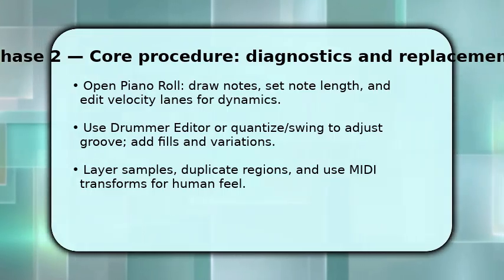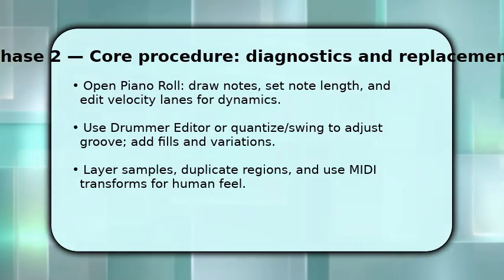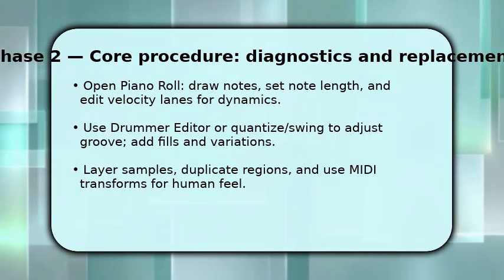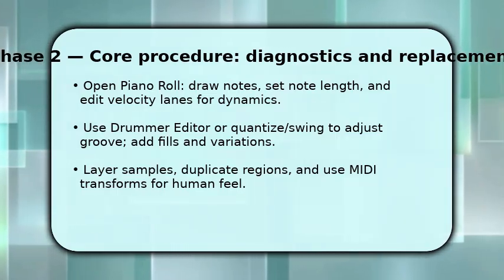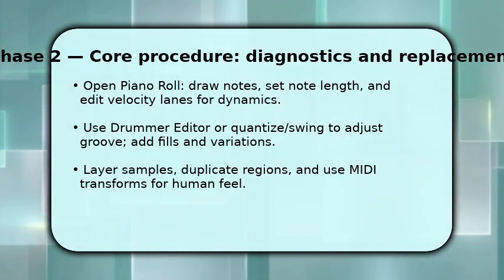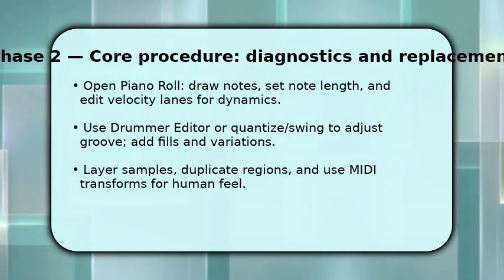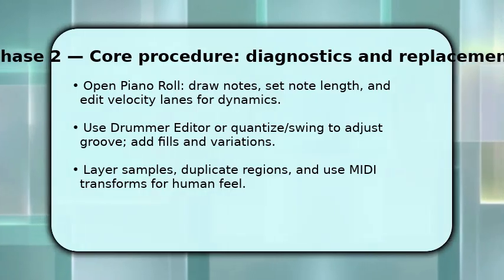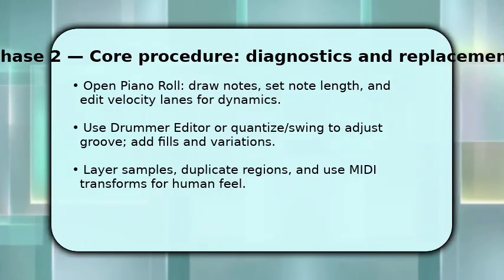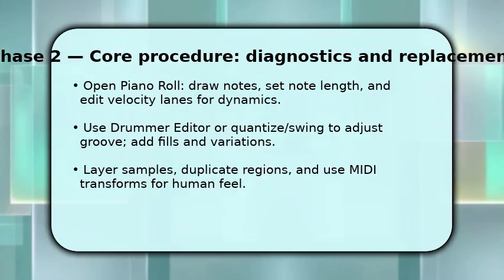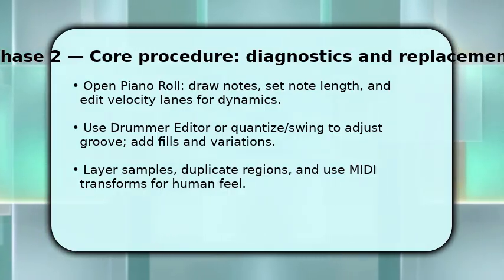Use quantize lightly or add swing to avoid robotic timing. Alternatively, nudge notes and adjust velocity for humanized dynamics. Add fills by copying bars and editing notes, then layer samples or auxiliary percussion on another track for depth. Once you've built variations, duplicate and arrange patterns to form verses, choruses, and transitions.